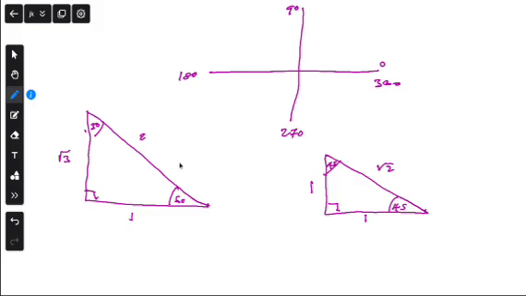These angles and these two special triangles are very, very important when it comes to solving trigonometric equations. So let's start with sine. I always tell you that when it comes to sine and cosine, treat sine as y and treat cosine as x.